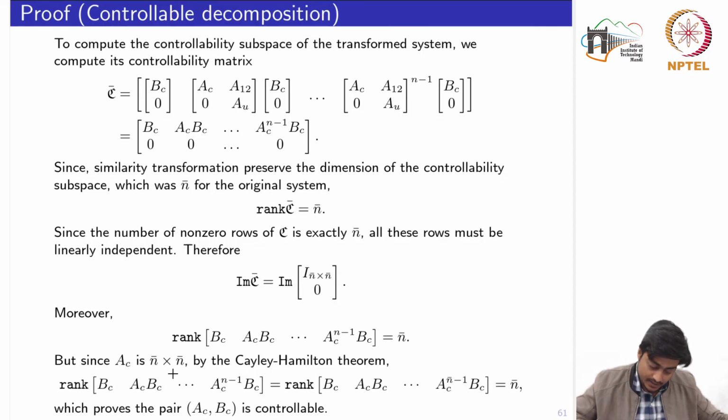And since AC is a square matrix of dimension n bar, again by using the Cayley-Hamilton theorem, we would have the rank of this one equal to the rank of this one, because this won't contribute to computing the rank. So the rank of this rest of the matrix is n bar, which proves that the pair AC, BC is controllable. Okay, because we have discarded the matrices which were contributing towards the failing of the rank condition.